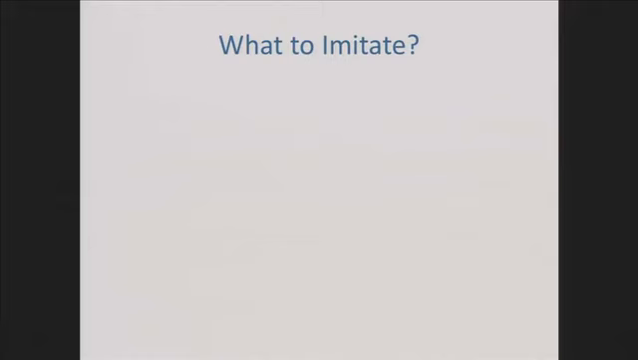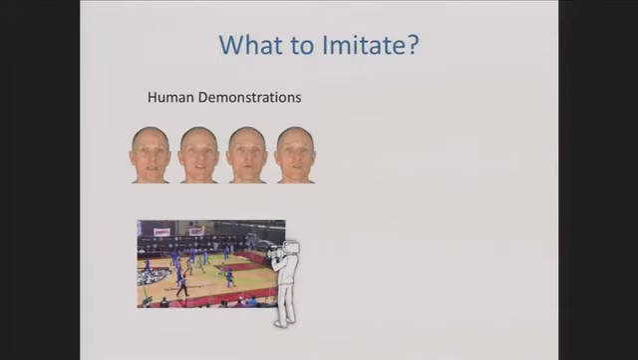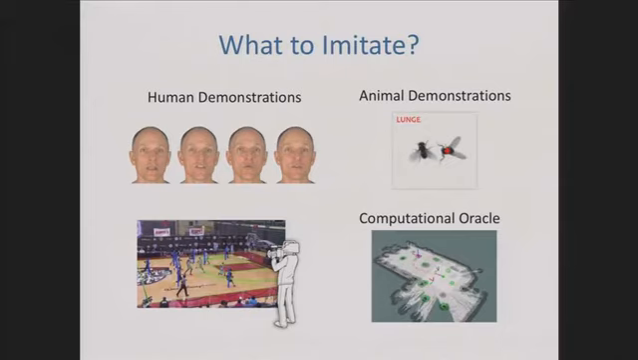Okay, so what to imitate, right? What kind of data can we imitate? In this talk, we'll look at human demonstrations, demonstrations from animals, and demonstrations from computational oracles. If they have some expensive computational oracle that we don't want to run all the time, can we learn a policy that can imitate it to some extent without having to pay the same computational cost?